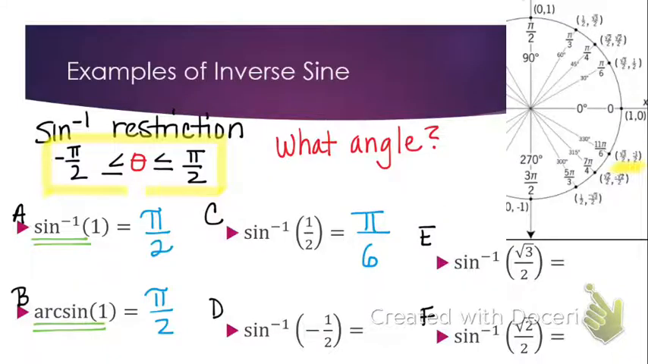So this angle here, because it's just a reflection over the x-axis, can be written as, and feel free to write this on your unit circle, negative pi over 6. So 11 pi over 6 is the same as negative pi over 6. 7 pi over 4 is the same as negative pi over 4. 5 pi over 3 is the same as negative pi over 3. And 3 pi over 2 is the same as negative pi over 2.